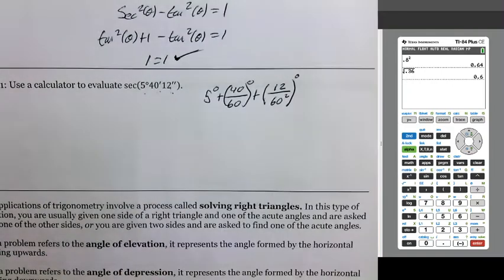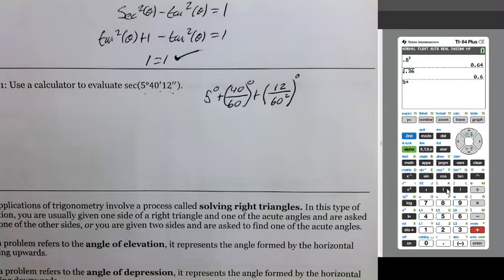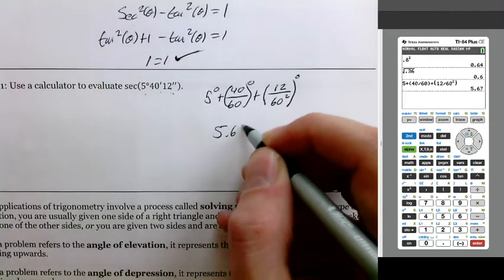And so let's put this in our calculators. 5 plus 40 divided by 60 plus 12 divided by 60 squared. And so we find this is 5.67 degrees. So we're going to say this is 5.67 degrees.